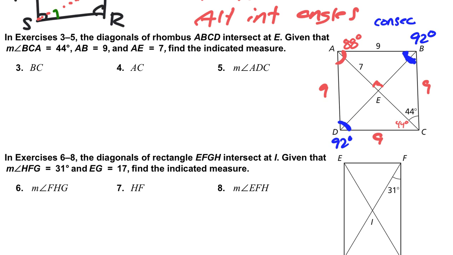So BC, if you look here, is going to be 9. That's right from the diagram. And then I got AC is 14. And because we knew they were angle bisectors, and then from here we could do supplementary, I found out that angle ADC, so that big angle D here, is 92 degrees.